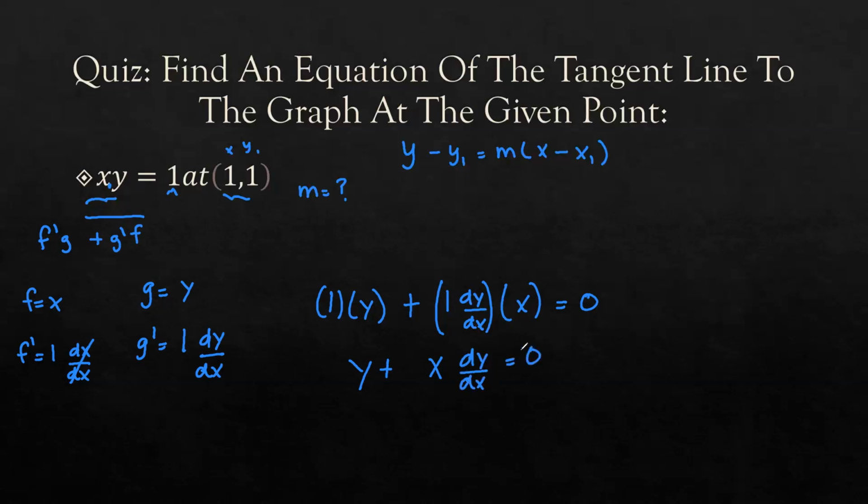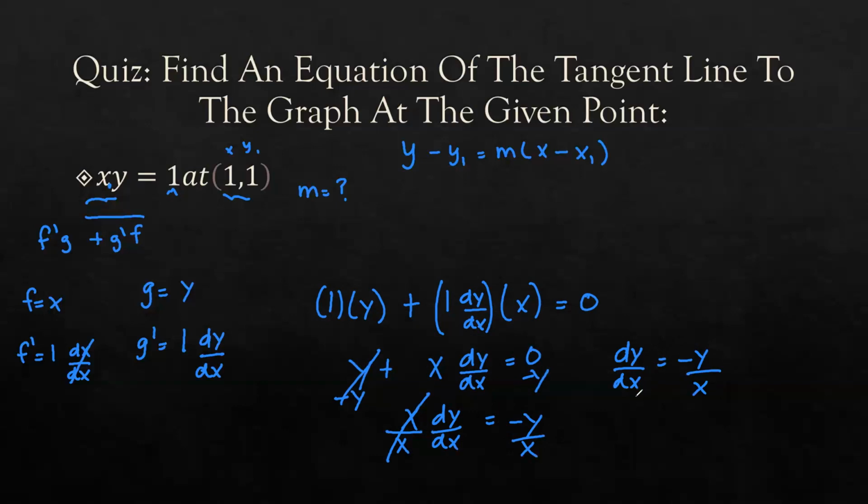I have to solve for dy/dx, so I'm going to move anything that doesn't have a dy/dx to the right. So I'm going to move this positive y to the right by subtracting y. And now you have x dy/dx equals negative y. And we have to solve for dy/dx, so I have to get rid of this x by dividing both sides by x. This cancels, so you're left with dy/dx equals negative y over x.